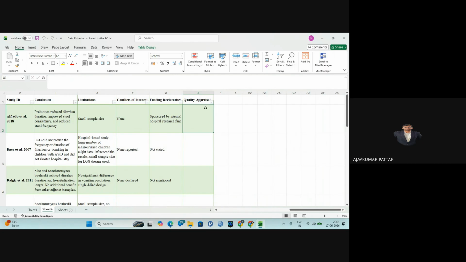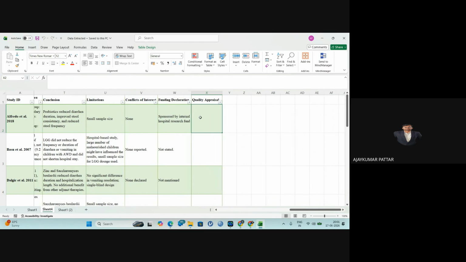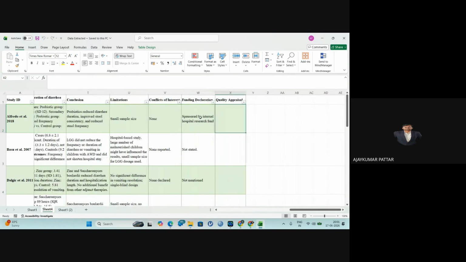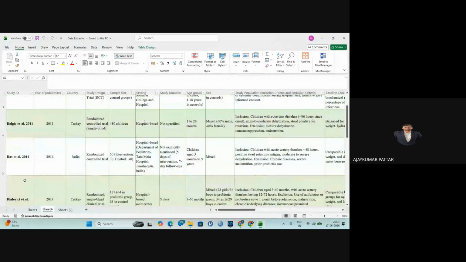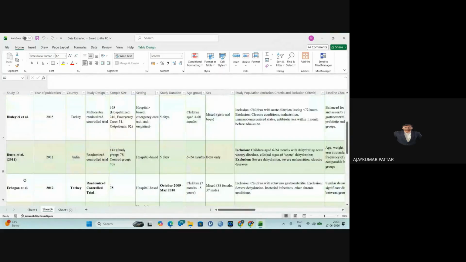The quality appraisal is the broader term. Next I will explain that concept only. So this is about data extraction. So we can create this kind of worksheet. Then we will enter the data one by one, going to the papers.